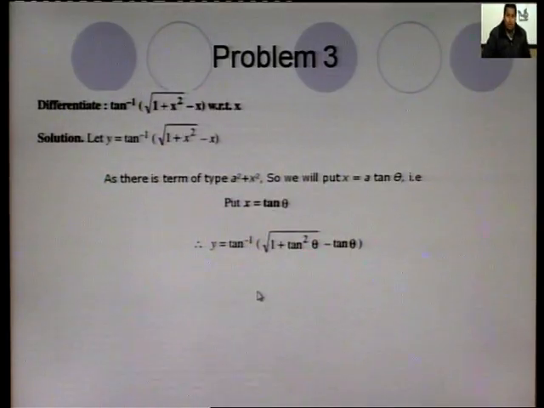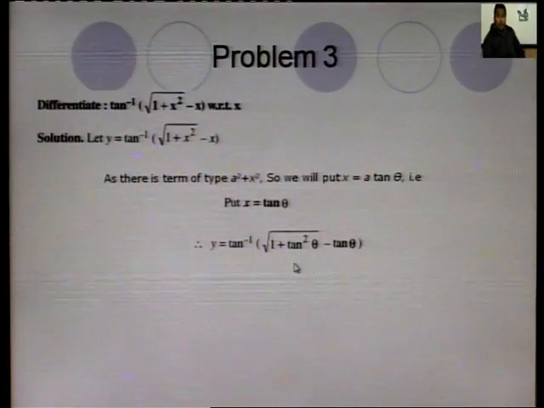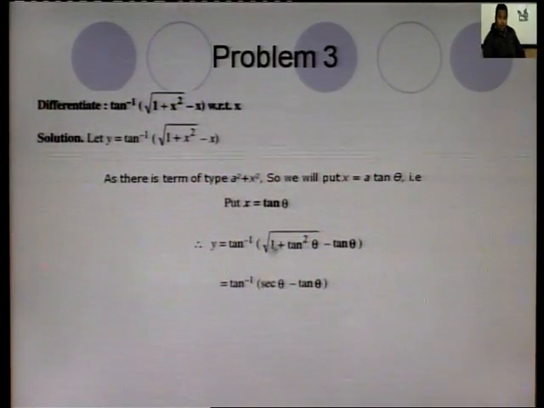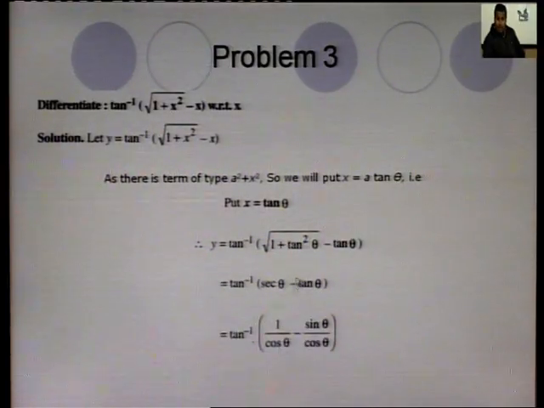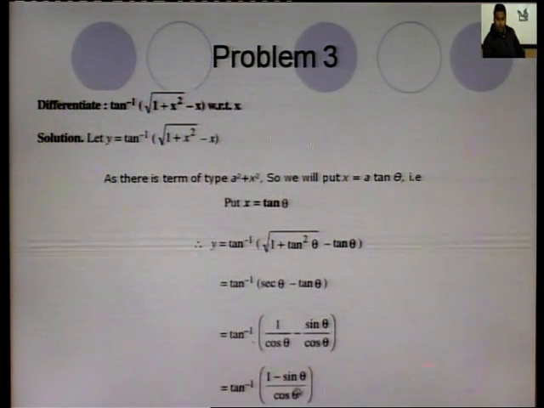So y will become tan inverse. Putting the value of tan theta in this expression, this will become root of 1 plus tan square theta minus tan theta. Now what is the value of 1 plus tan square theta? This is secant square theta. Secant square theta, root and square will cancel out. This will become secant theta minus tan theta. Now I have told you that these terms should be cancelled out, but this is not the way, so we have to simplify this expression also. So secant theta can be written as 1 upon cos theta, and tan theta can be written as sin theta upon cos theta. Now after simplification, taking the LCM, 1 minus sin theta upon cos theta.